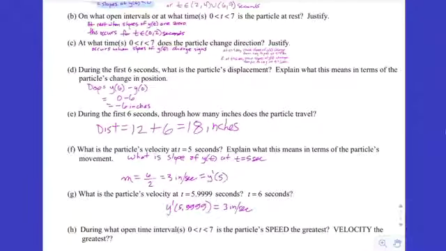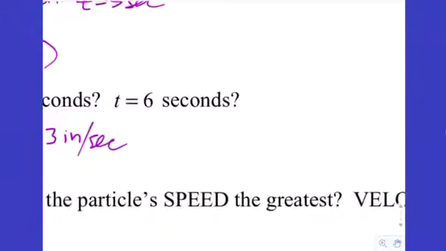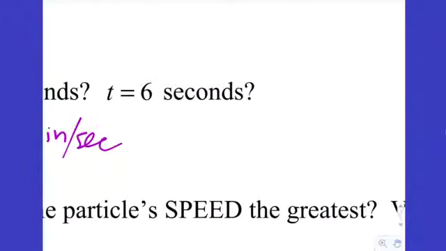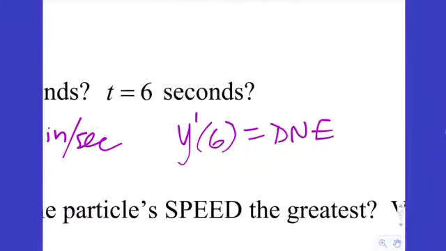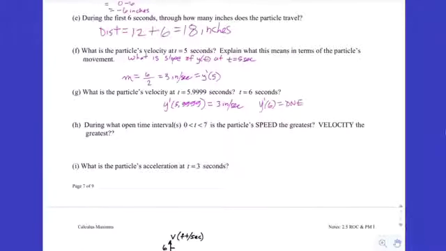So this is like a subatomic particle that's breaking the law of physics, okay? And that's fine. Let the math tell the story. Don't you tell the story. Y prime of 6 equals D and E. There's a sharp turn there. The slope from the left is not equal to the slope from the right.